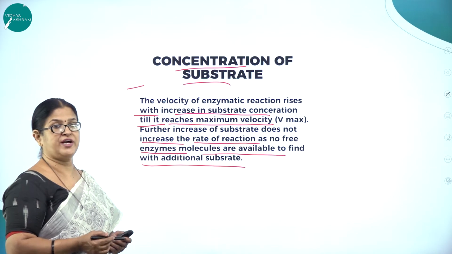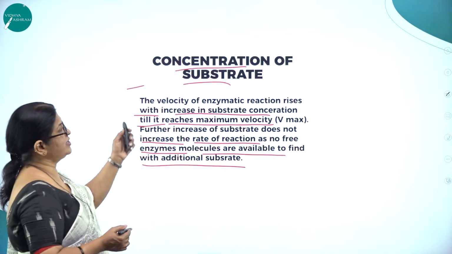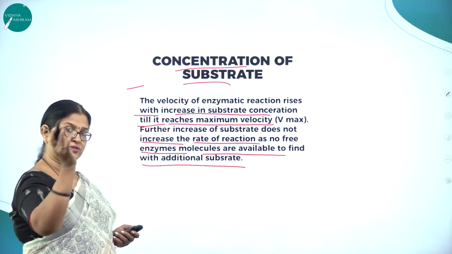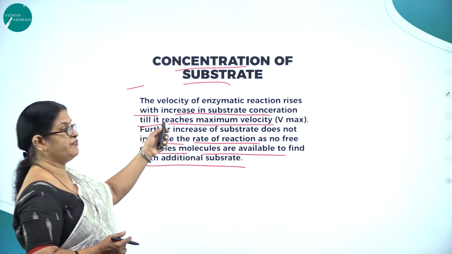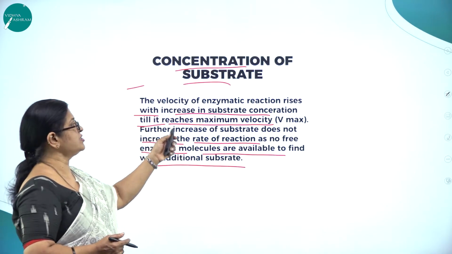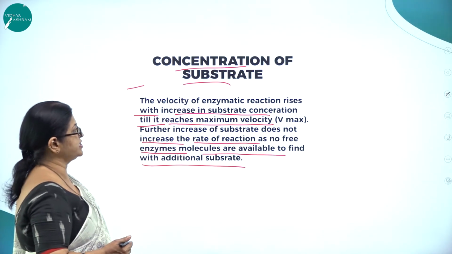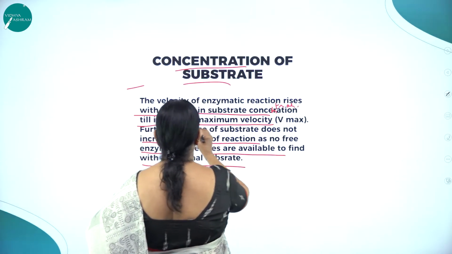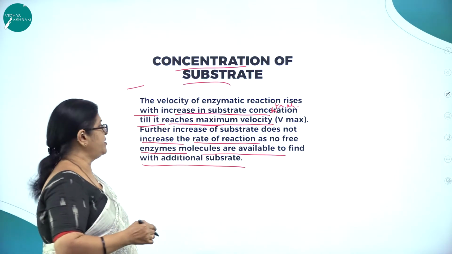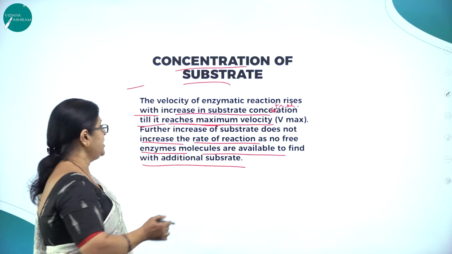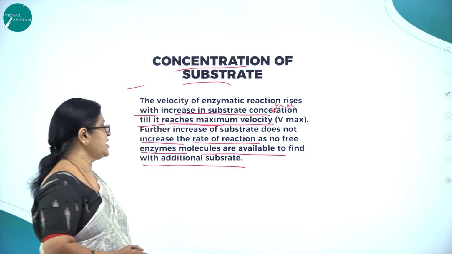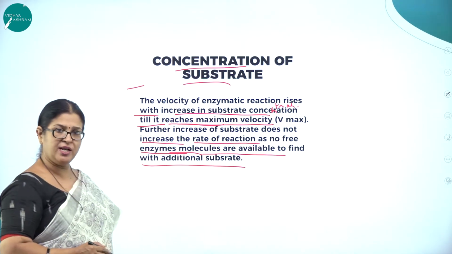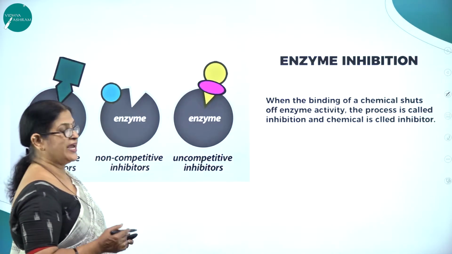Another very important factor that affects the enzyme activity is the concentration of the substrate. As we know, a particular enzyme acts on a particular substrate. So the velocity of enzymatic reaction rises with increase in substrate concentration till it reaches maximum velocity. Further increase of substrate does not increase the rate of reaction as no free enzyme molecules are available to bind with additional substrate. Now, enzyme inhibition.